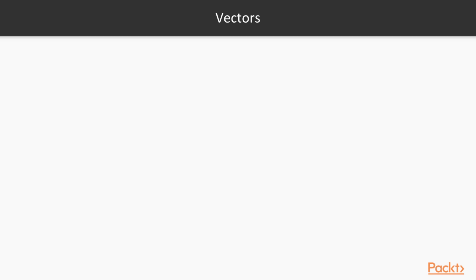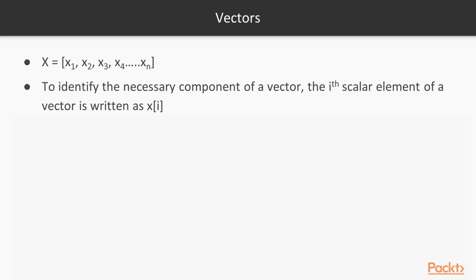We've already discussed scalars. Now let's move to vectors. The representation of a vector is in this form, where capital X is equal to x1, x2, x3, and so on. To identify a component of a vector, the scalar element of the vector is written as x sub i, that is i, the index. The examples are x0 is equal to x1, x1 is equal to x2, so we need to be very careful that the first element is the 0 index.